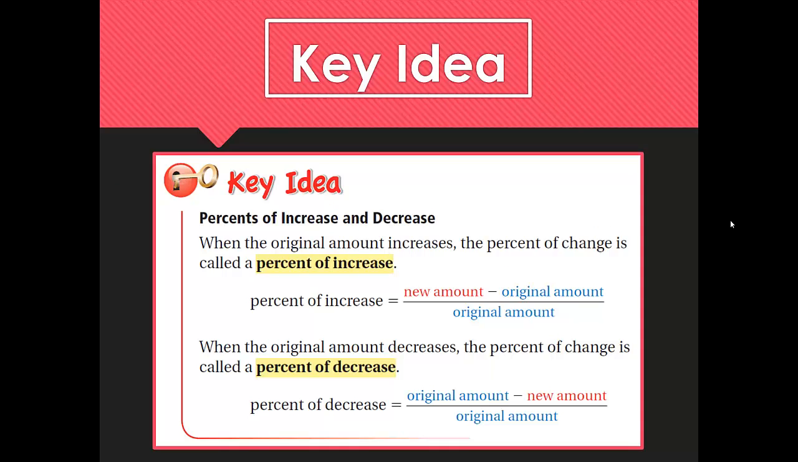Now we'll look at our key idea for percents of increase and decrease. When the original amount increases, the percent of change is called a percent of increase. Your percent of increase would be equal to the new amount minus the original amount divided by the original amount. When the original amount decreases, the percent of change is called a percent of decrease. The percent of decrease would be equal to the original amount minus the new amount divided by the original amount.